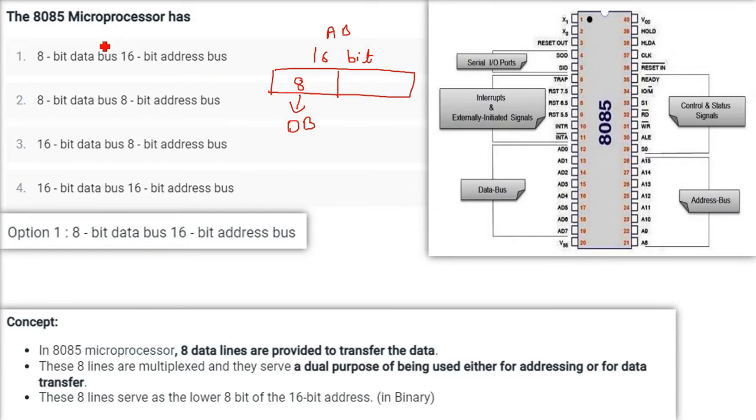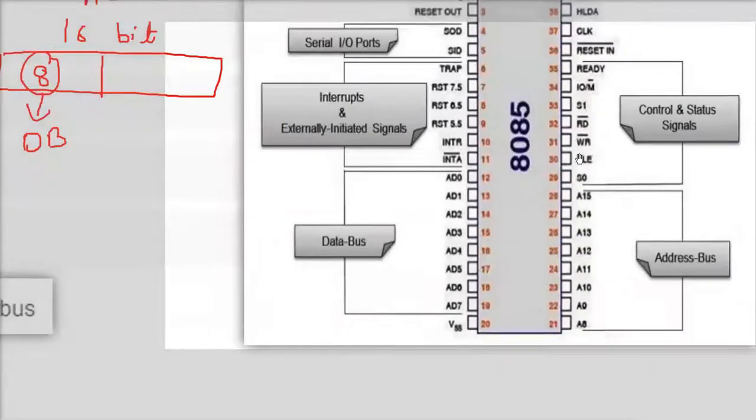So in 8085 microprocessor, 8 data lines are provided to transfer the data, that is the data bus. And these 8 lines are multiplexed, so they serve a dual purpose, being used either for addressing or for data transfer also, right? So these 8 lines serve as the lower 8 bits of the 16-bit address.